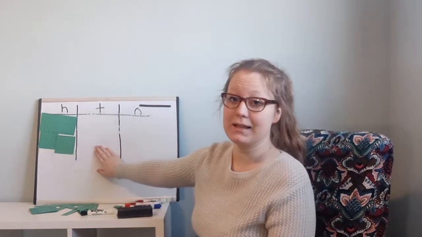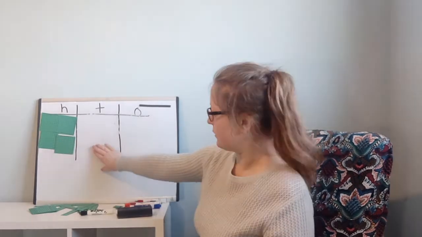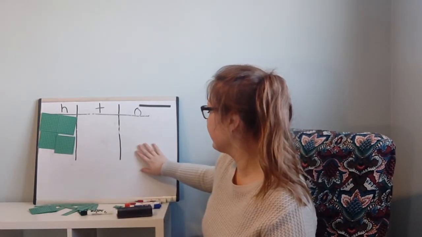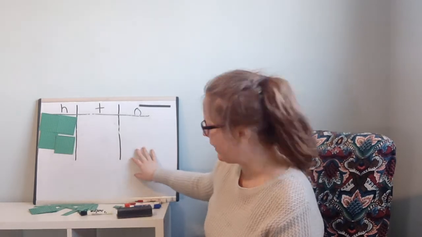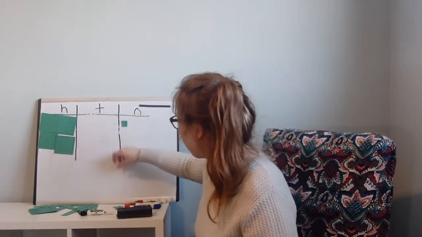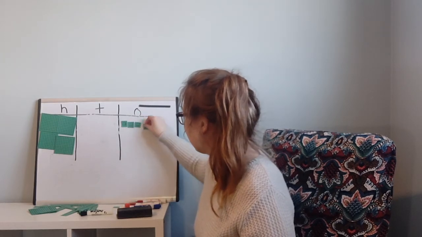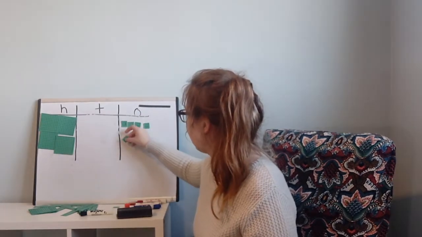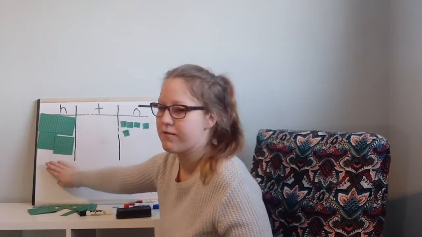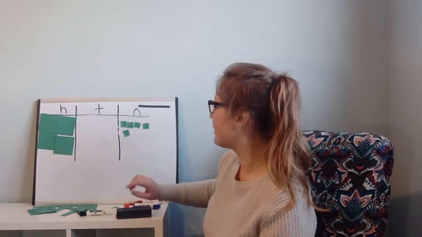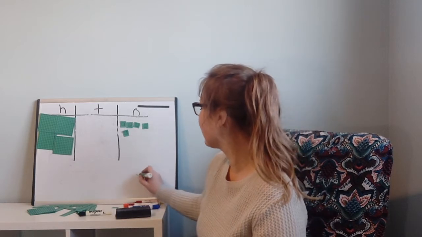I did not say that there were any 10s, so we need to leave this one empty. And 5 ones. So let's get those 5 ones on the board. 1, 2, 3, 4, 5. I've got my 400, no 10s, and 5 ones. Let's take a look at what that looks like.